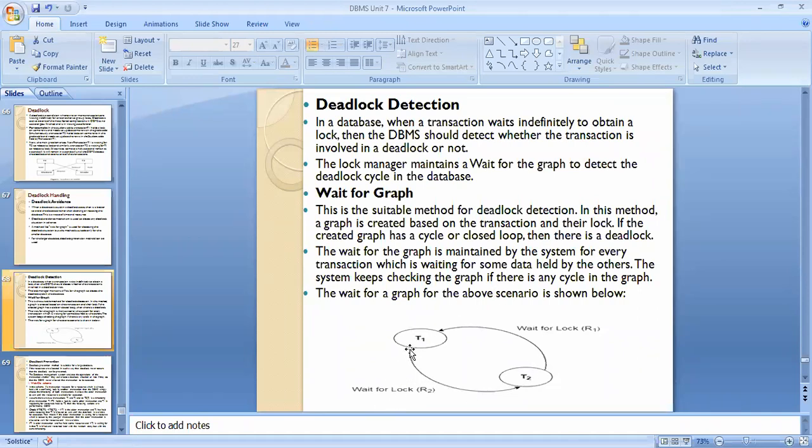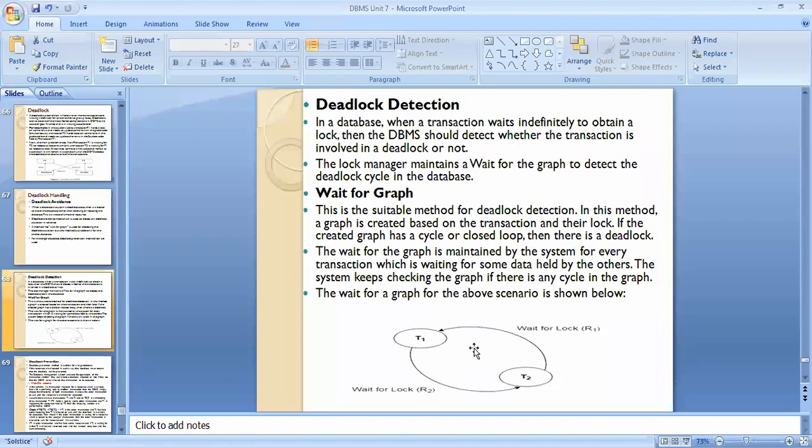Transaction T1 waits for the lock which is held by T2. And T2 waits for the lock on resource R1, which is held by T1. That means here the cycle is created. It's also called a closed loop. Then there is a deadlock.